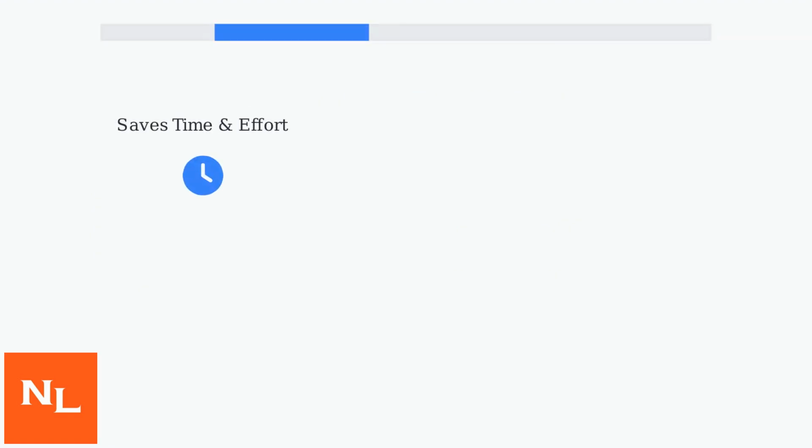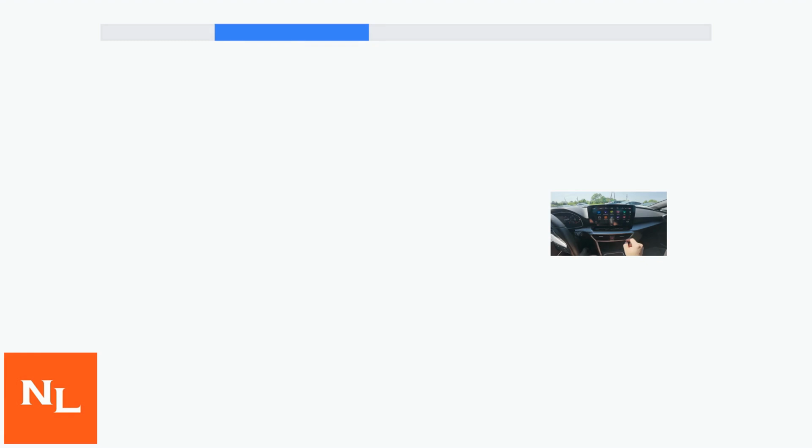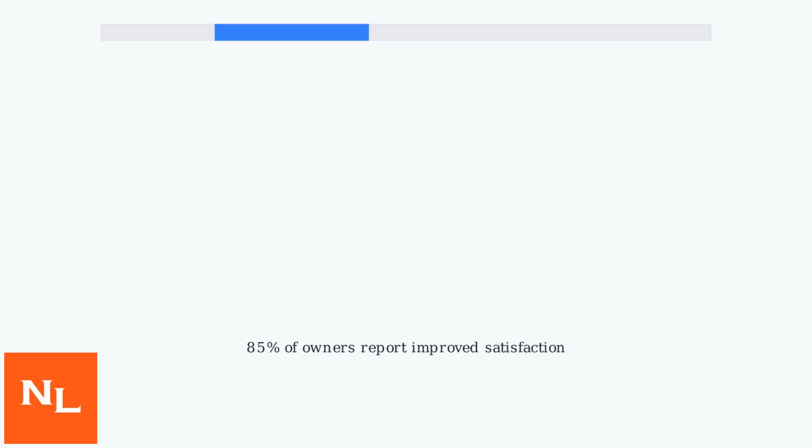Setting a primary profile offers several benefits. First, it saves you time and effort by automatically loading your preferred settings. Second, it enhances safety by ensuring that driver assistance systems like adaptive cruise control are configured to your liking. Third, it improves comfort by adjusting the seat and climate control to your personal preferences. Finally, in newer models, AI learns your habits and proactively adjusts settings for an even more personalized experience. According to a 2025 JD Power survey, 85% of Seat Leon 4 owners using profiles reported improved satisfaction.